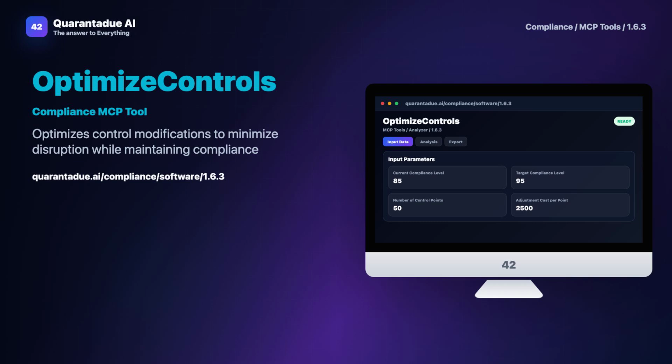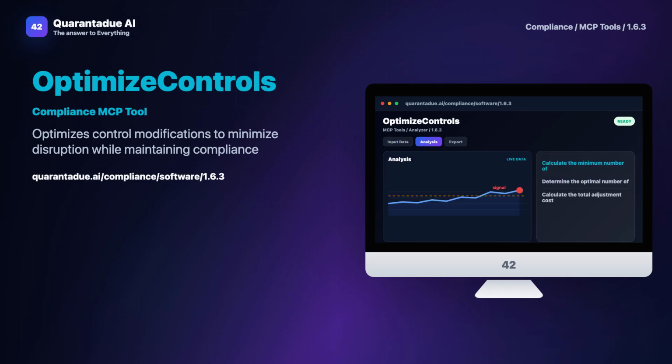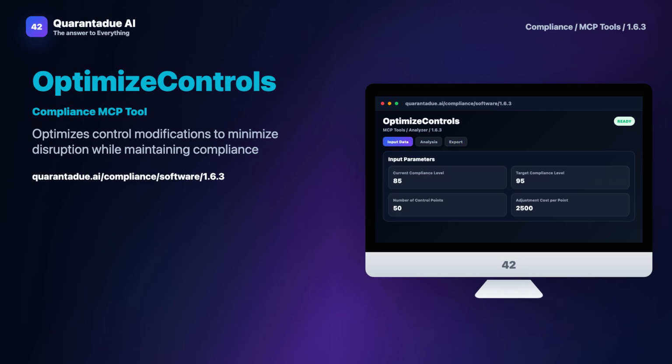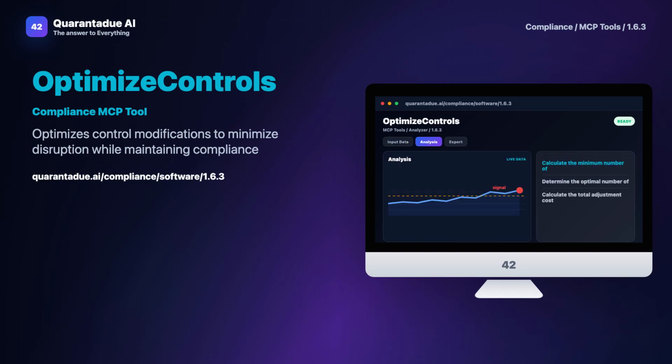Optimize Controls is compliance software for a specific operational decision. Optimizes control modifications to minimize disruption while maintaining compliance. This video explains what the tool does, why the workflow matters, and how the output becomes useful decision evidence.